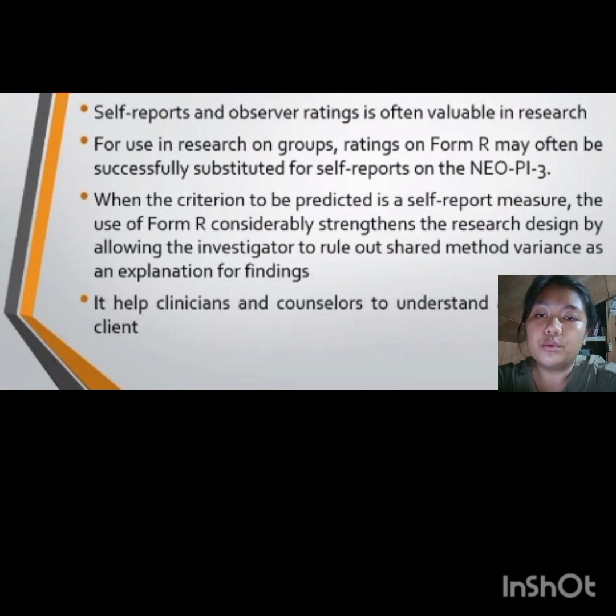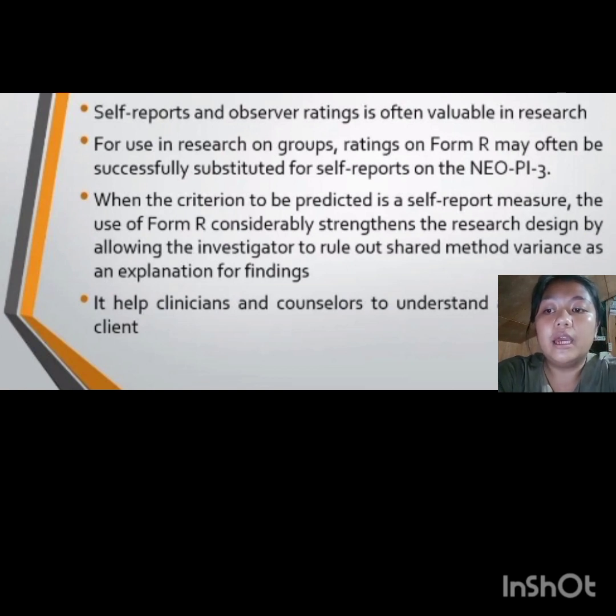Next is the use in research. Ratings on Form R may often be successfully substituted for self-report on the NEO-PI-3, or Form R can be used as an alternative measure or as a supplement to self-report. As a result, when the criterion to be predicted is a self-report measure, the use of Form R considerably strengthens the research design by allowing the investigator to rule out shared method variance as an explanation for findings.